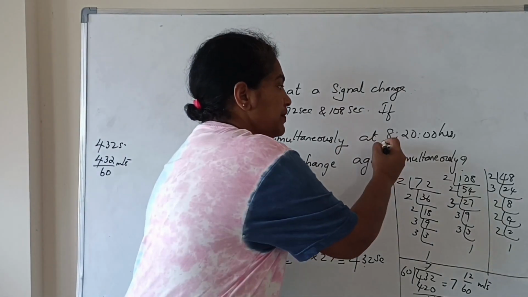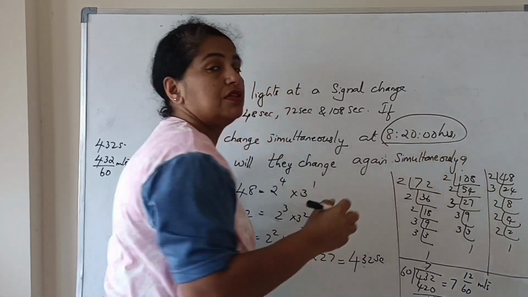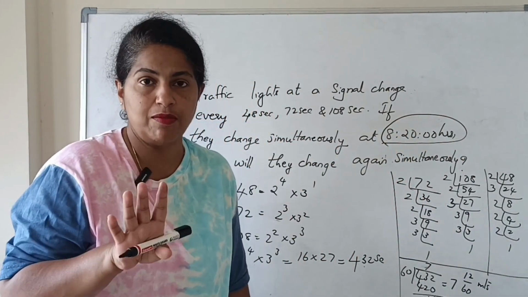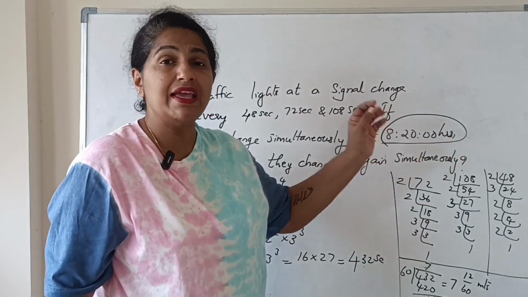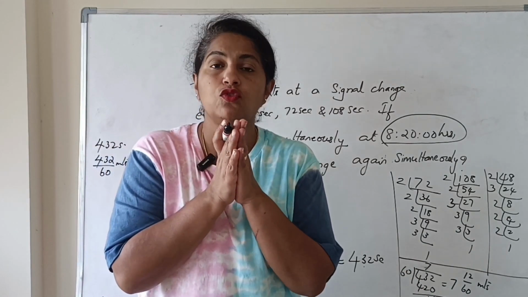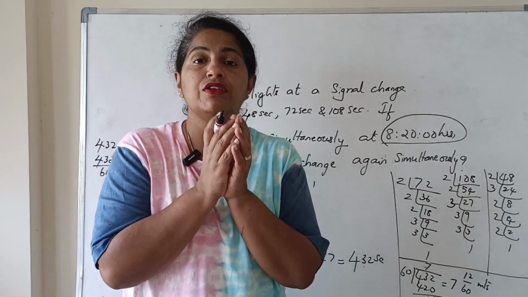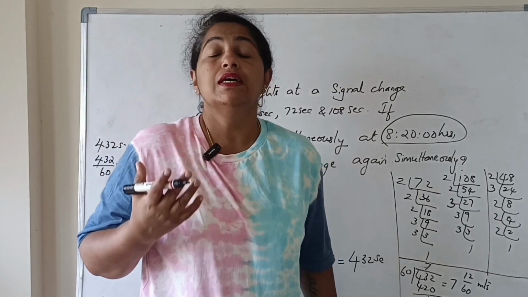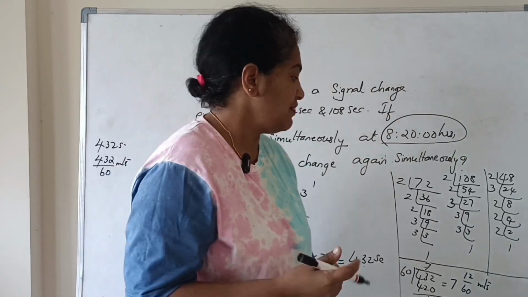Now look at the sum. This is the first time at which the signals change simultaneously. Now it's 8 hours and 20 minutes. Okay, I need to convert this 432 seconds into minutes. Now in order to convert seconds into minutes, I need to divide by 60.